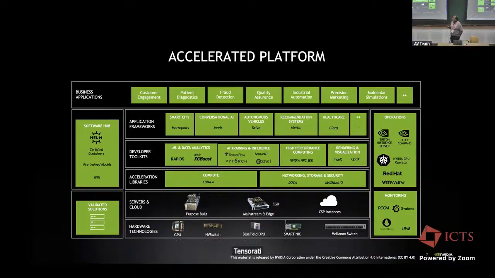TensorRT is the inference platform. HPC SDK, if some people are working in NWP, then they will be concerned about the HPC SDKs. And if they are working on visualization, they'll also be working on these platforms, IndeX and OptiX. Then application frameworks are there, and there are platforms like Modulus built on top of that.